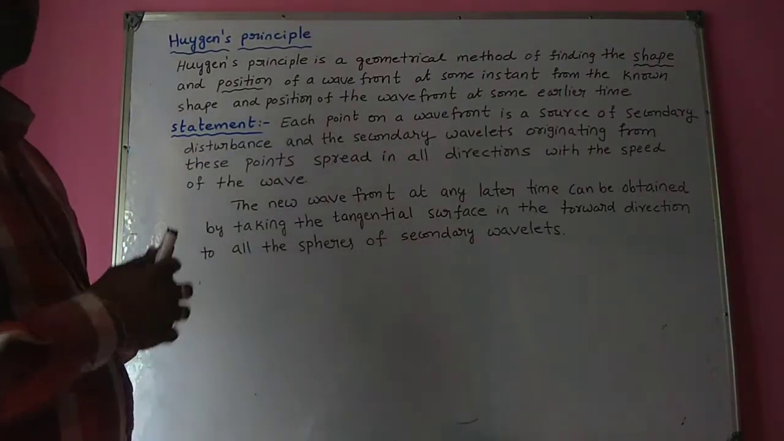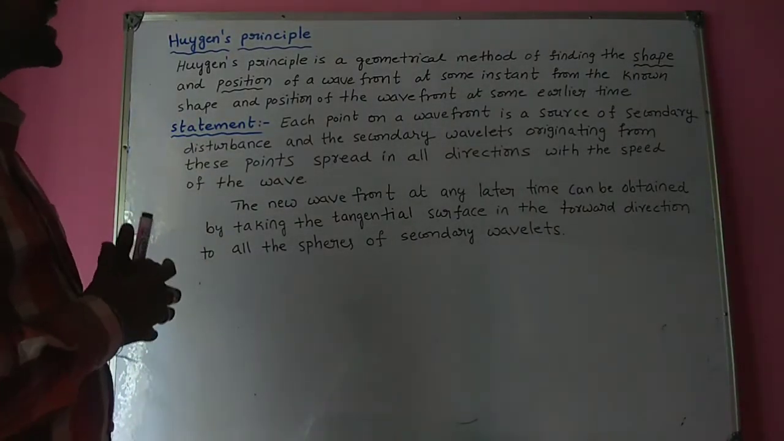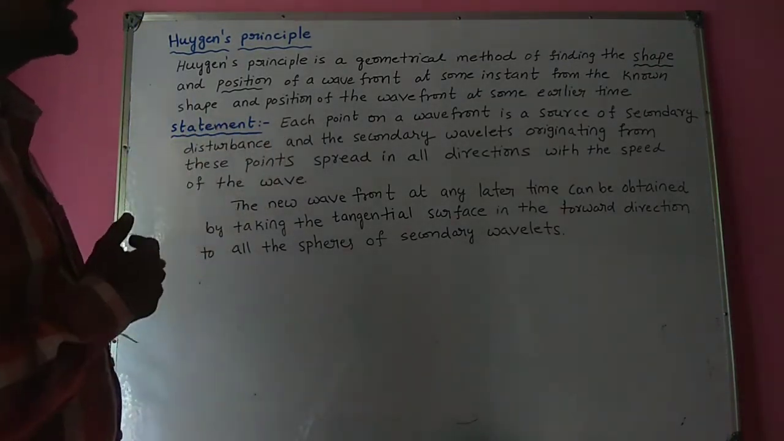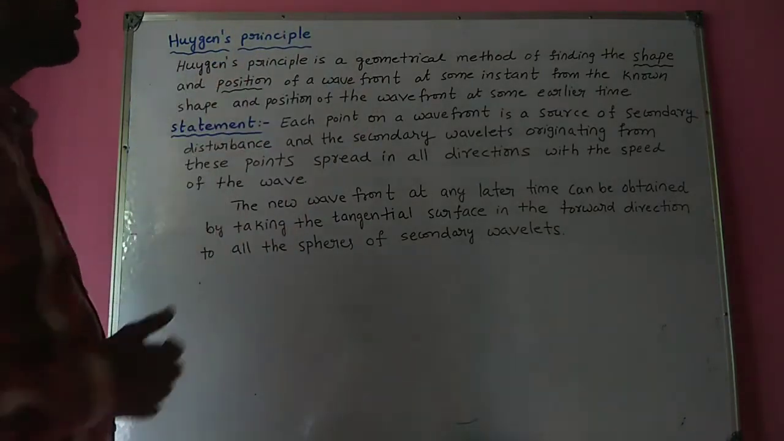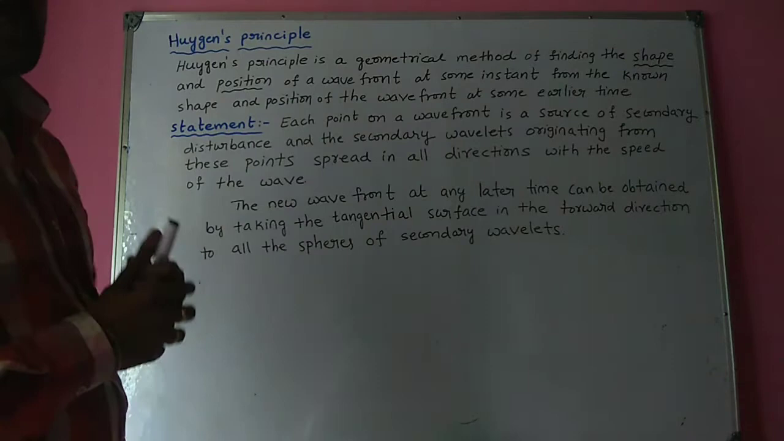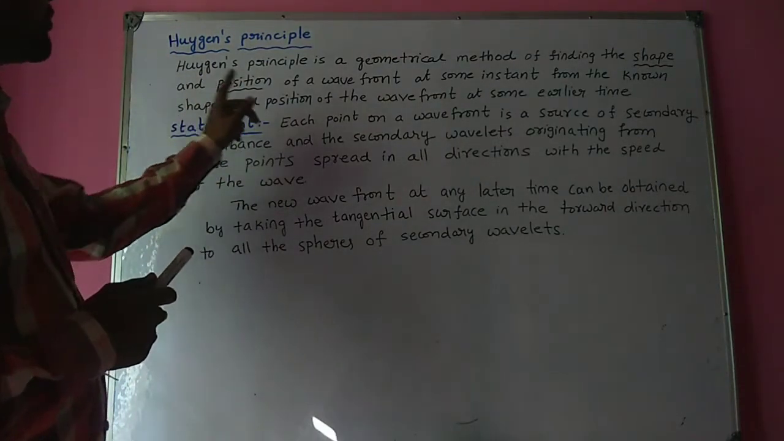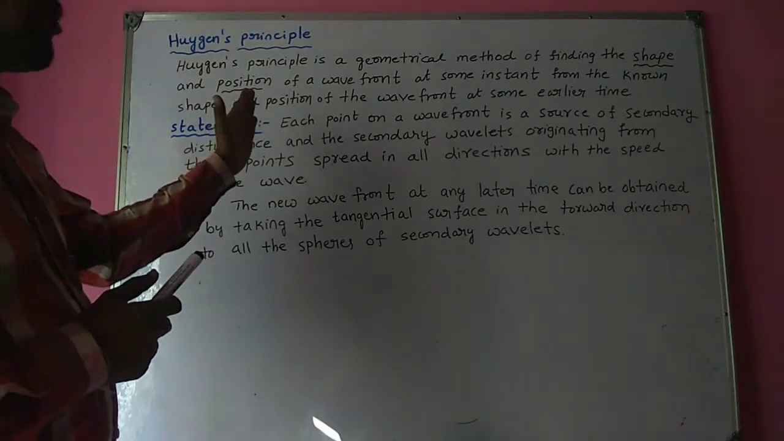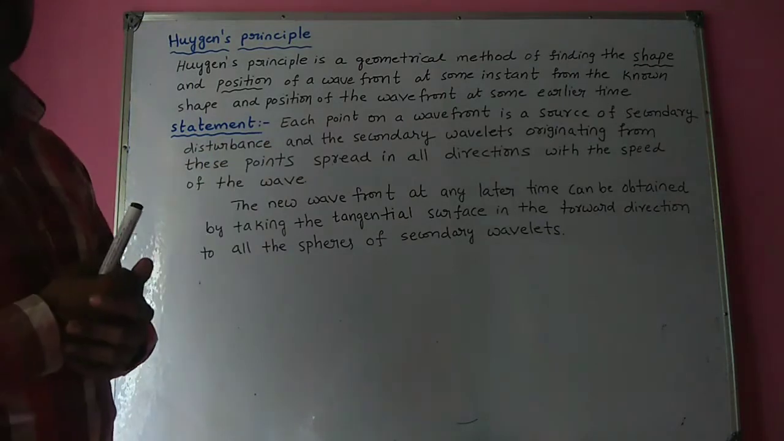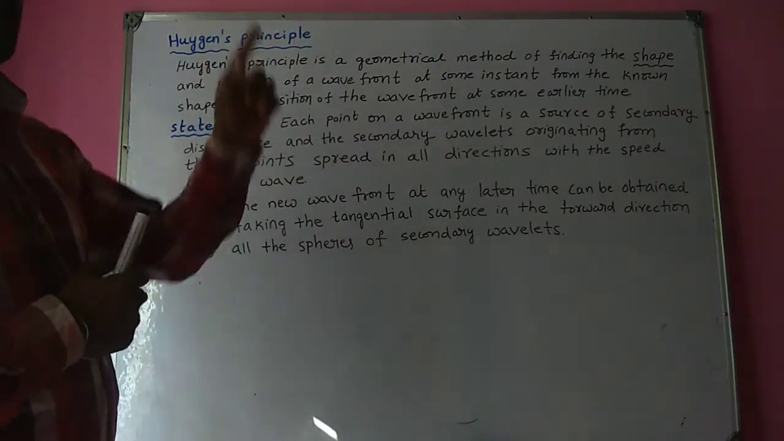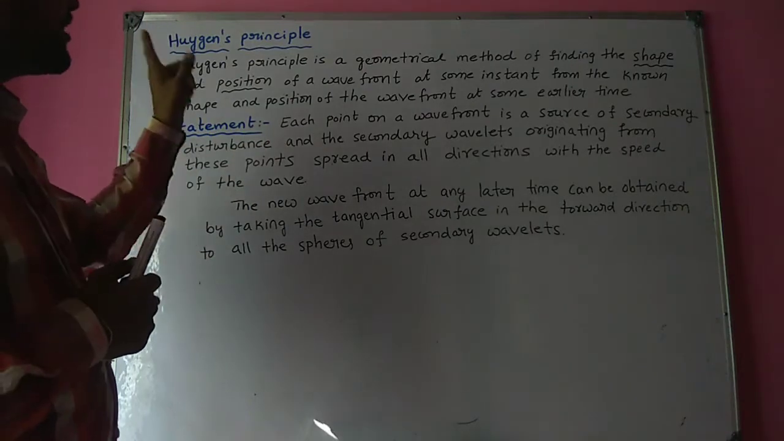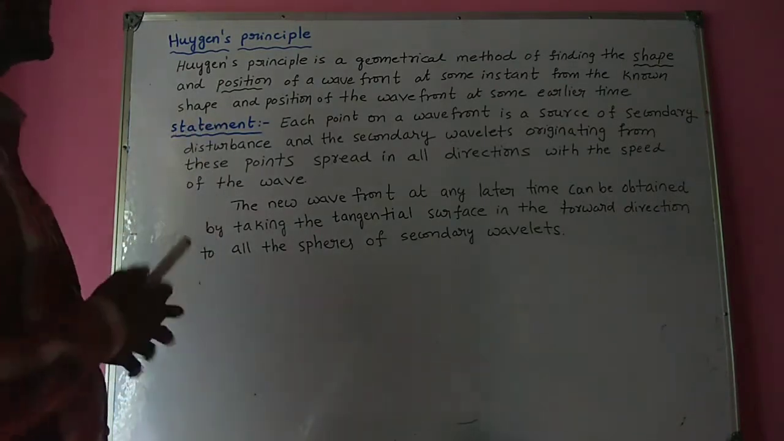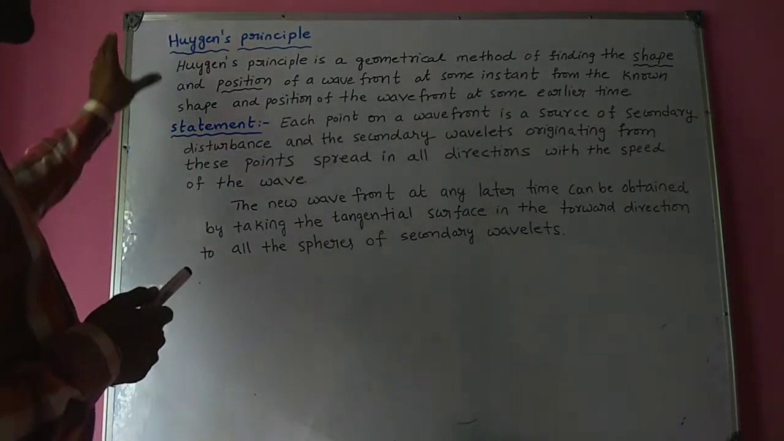So, Huygens principle. Now, Huygens principle is a geometrical method of finding the shape and position of a wavefront at some instant from the known shape and position of the wavefront at some earlier time. That means, if we know the shape and position of the wavefront at some earlier time, we can determine the shape and position of the wavefront at some later time. That is the importance of this Huygens principle.